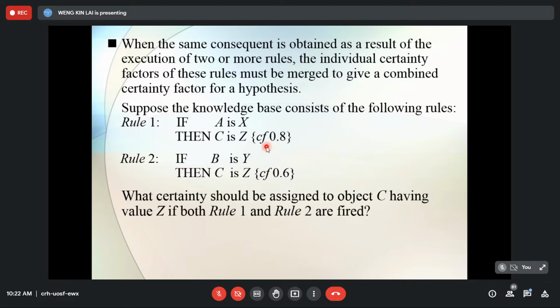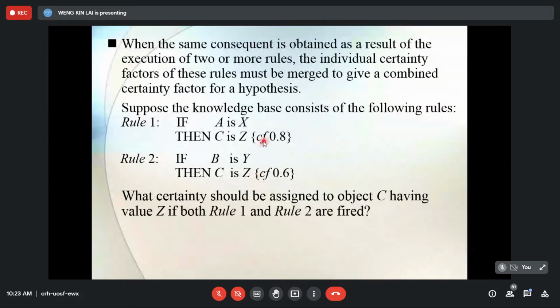So notice here, they both have the same consequent, which is C is Z, but the initial conditions, or initial evidence, that contribute towards this final consequent is not the same. So when A is X, it also contributes towards C. So B is Y also contributes towards C. Now, what certainty should be assigned to object C having value Z?